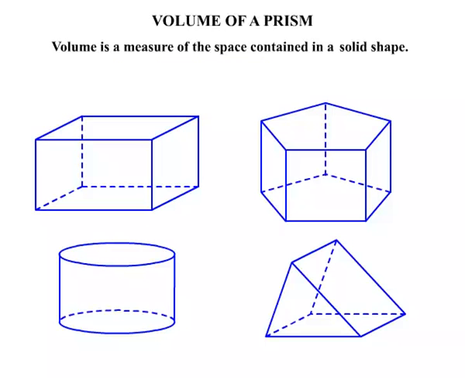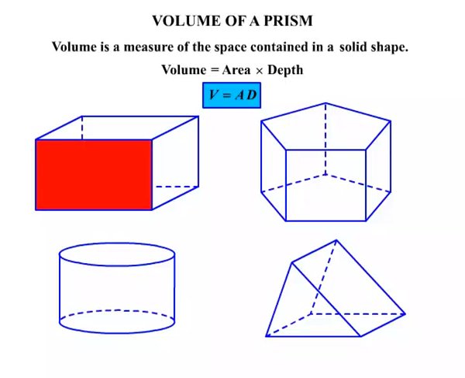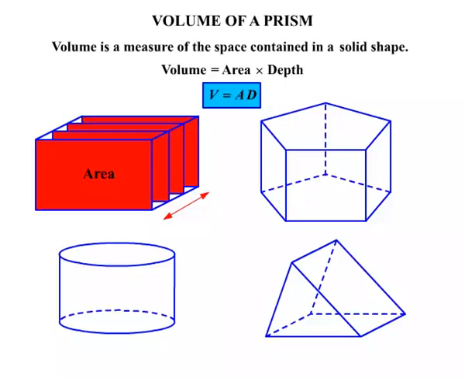Now let's consider all of these solids. The volume in each case equals the area times the depth, and for short we can write that as V equals AD. So we have volume equals area times depth. Consider the first shape. If we took slices right through that solid, we can see that area keeps on repeating itself right through. That's how we work out what the area is, and the depth is how far that area has gone through the shape.